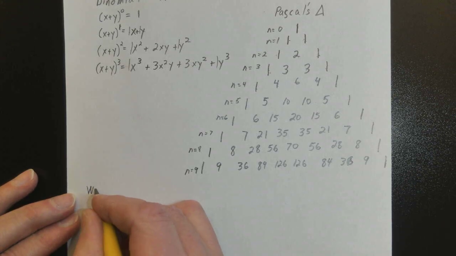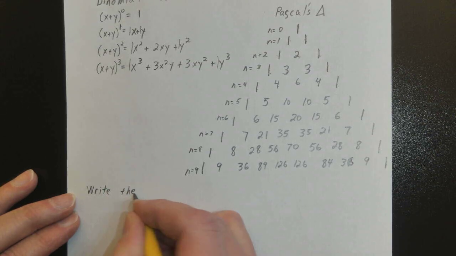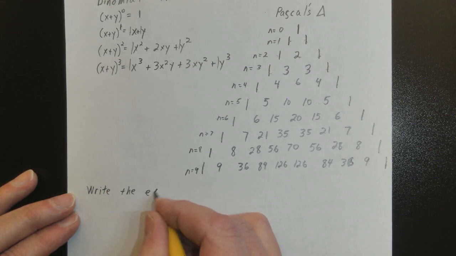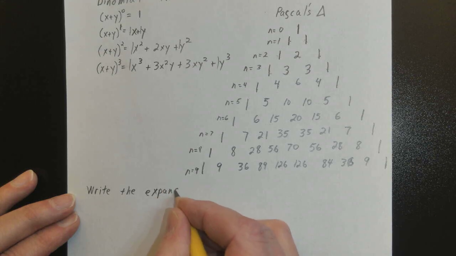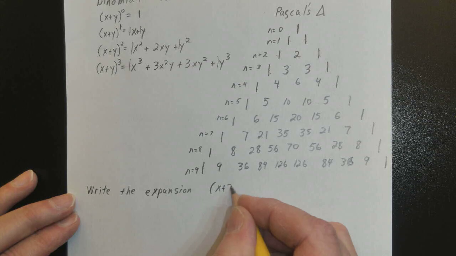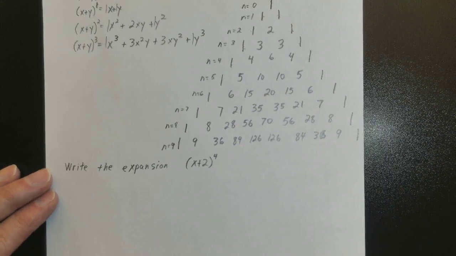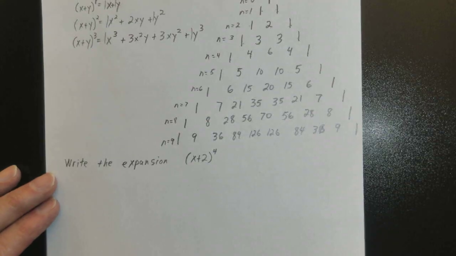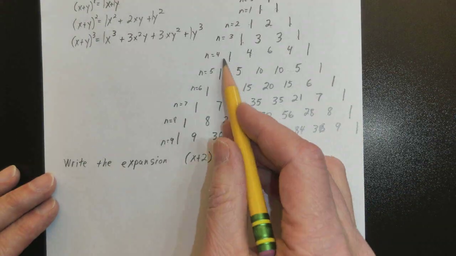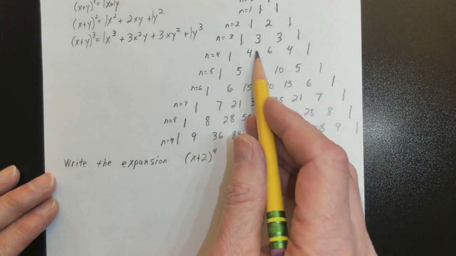So I am going to use Pascal's triangle. I want to show you a technique. Write the expansion of some of these following here. Let's do x plus 2 to the 4th power. Write the expansion of x plus 2 to the 4th power. I'm going to use this row. 1, 4, 6, 4, 1.